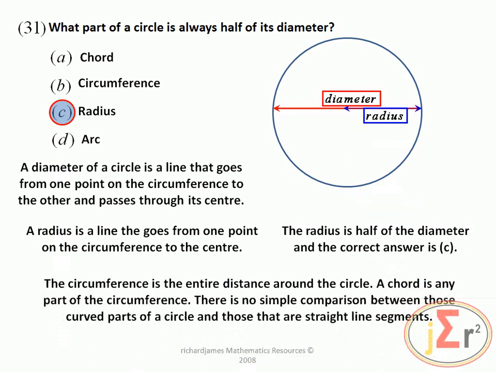The circumference is the entire distance around the circle. A chord is any part of the circumference. There is no simple comparison between those curved parts of a circle and those that are straight line segments. So those will not be comparable, and we will stick to option C.